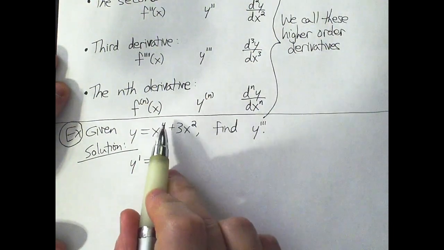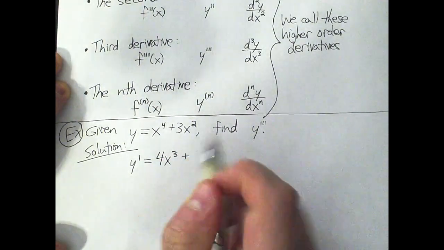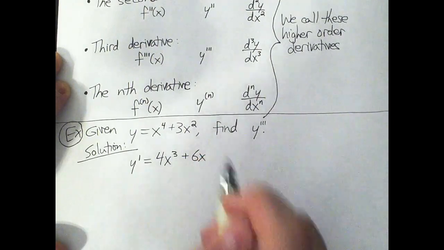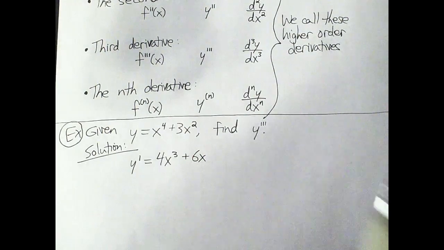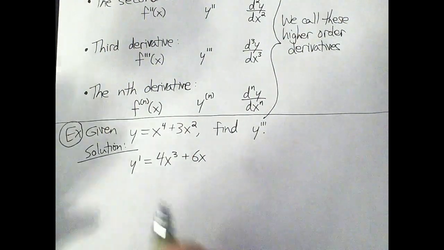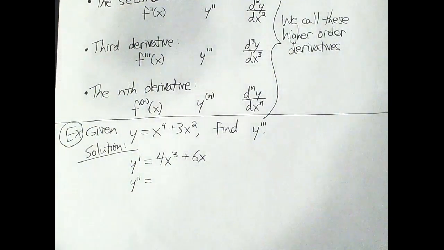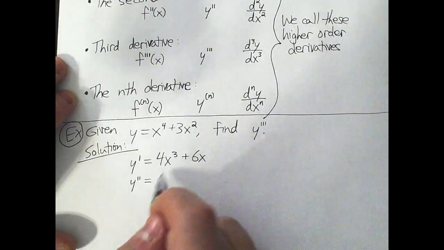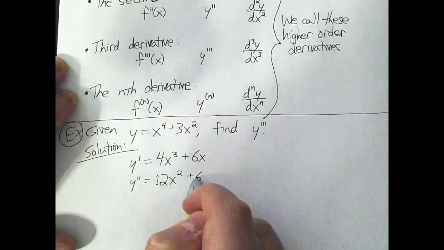I see x to the 4, and I say that's going to give me 4x to the 3. I see 3x squared, and I say that's going to give me 6x. That's the first derivative. I'm not going to put a box around that because that's not what the question was asking for. But I needed that so that we can move on to the next part. Next part is the second derivative. So derivative of 4x cubed is 12x squared. Derivative of 6x is 6.